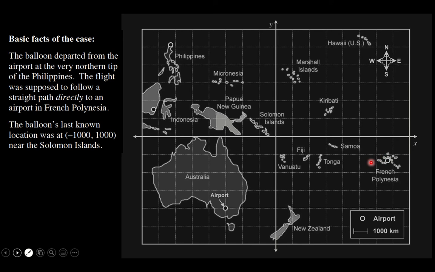The other thing that it says is the balloon's last known location was negative 1,000, 1,000. So I want to point out that the scale factor for this particular map is that these units are each 1,000 kilometers. So if I'm at negative 1,000, positive 1,000, that means that the balloon was down here. Now, relative to this boundary line from here to here, it looks to me like I'm below it. So I think one of my constraints is that the y values are less than whatever that line is.